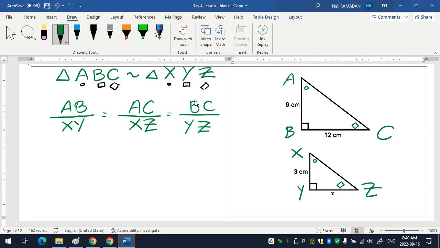So, AB, do we know how long AB is? 9. Do you need to put 9 centimeters or just 9? Just remember, just in my course, just keep the units until the end. Okay, don't worry too much about them until the end. So 9. Do we know XY? 3. Okay. Do we know AC? No? All right. So what do I put? Nothing. I just put a question mark. Do I know XZ? Also no. Great. No problem. Do I know BC? It sure is 12. Yes.